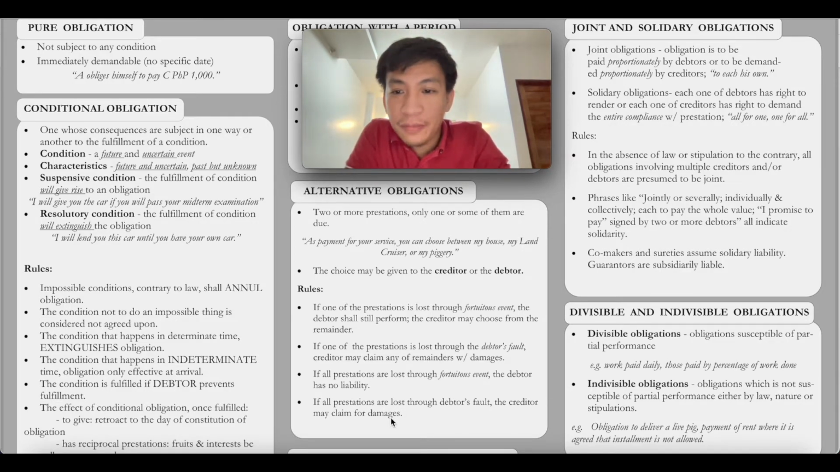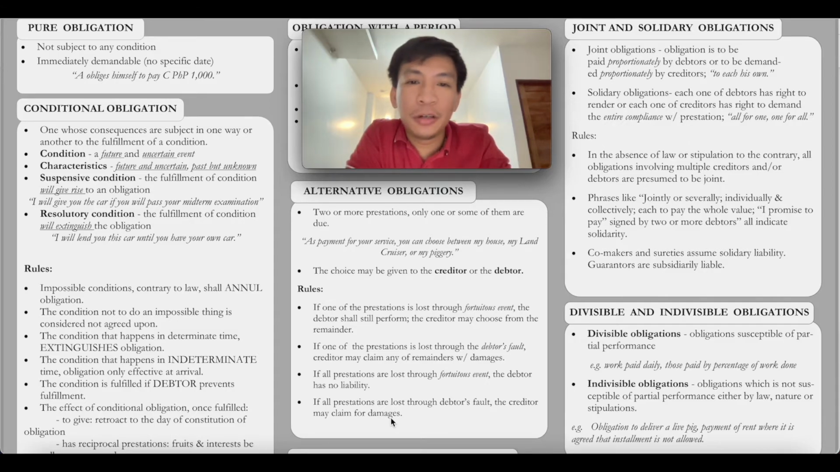Okay, finally, we have either divisible or indivisible obligations. Now, baka akala nyo yung common sense ito na pwedeng ma-divide, pwedeng mahati. So, divisible, indivisible, hindi pwedeng mahati. Well, it's sort of like that, pero there are some things na hindi masyadong common sense dito about this. So, let's discuss. So, divisible obligations, yung obligation ay capable of partial performance. Pwede siyang partially i-fulfill. Okay.